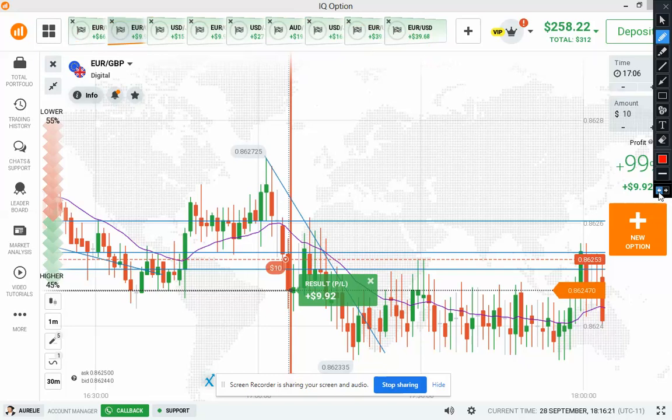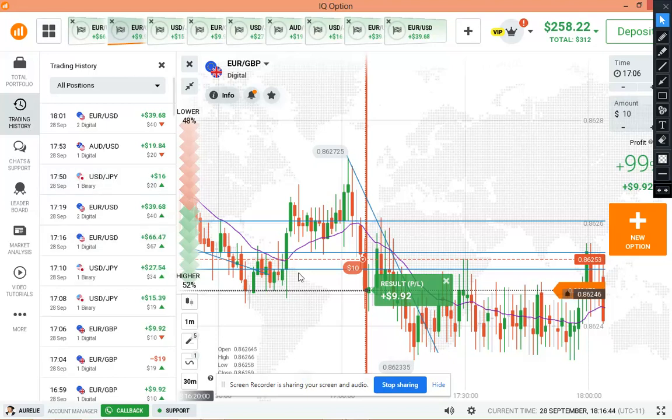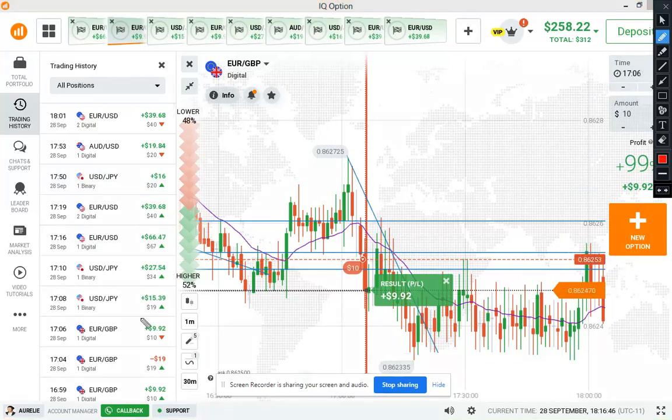So I started with $23.71. Okay, so that was the balance that was available on my account. So look at this trade, look at the trading history. I start trading right here, but I tried to mitigate, but I finally lost this trade.